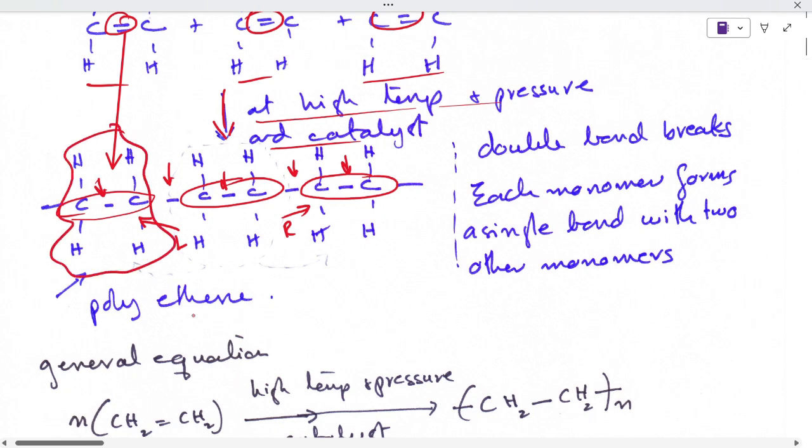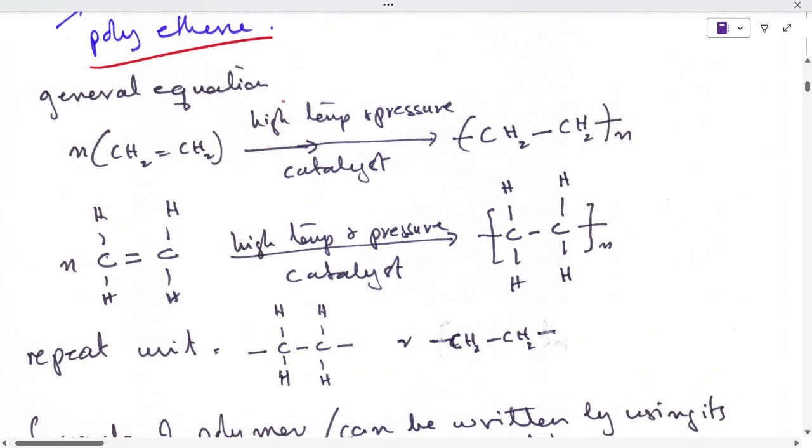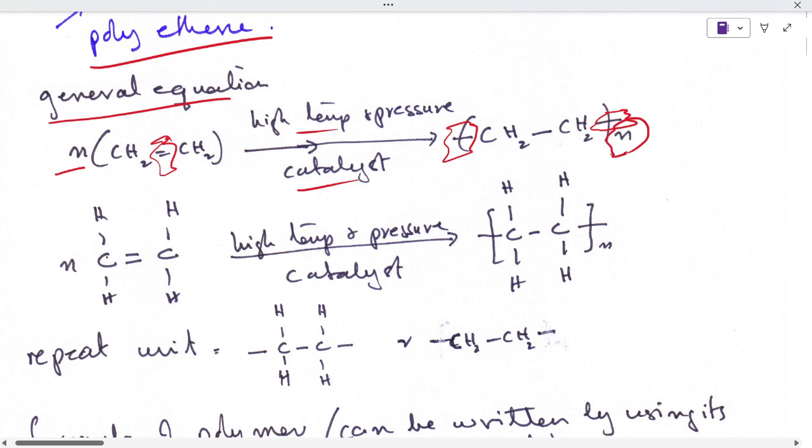Now the general equation: n, I have written in brackets the ethene molecule. n means a large number, with high temperature, pressure and catalyst. Here you have to clearly see that I have broken the double bond, and on the sides there are single bonds on which I have drawn the brackets. Outside the bracket there is n, which means that all the n number of ethene molecules are joined together.